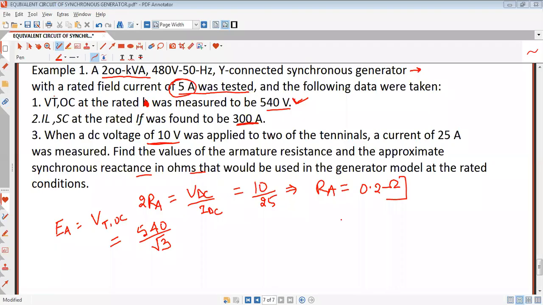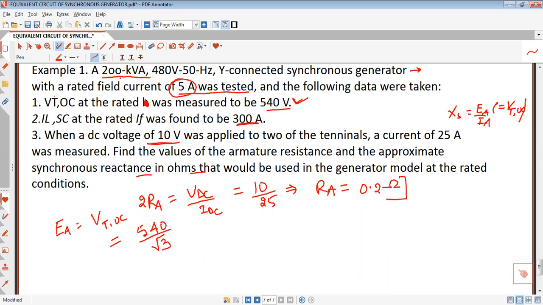So in this part, I am going to discuss one numerical based on the open circuit characteristic and short circuit characteristic, which has been explained in part one of the video. And there I have also discussed how to find the synchronous reactance, that is XS, which was equal to EA by IA. And EA was nothing but the VOC, the terminal open circuit voltage. So that has already been explained.